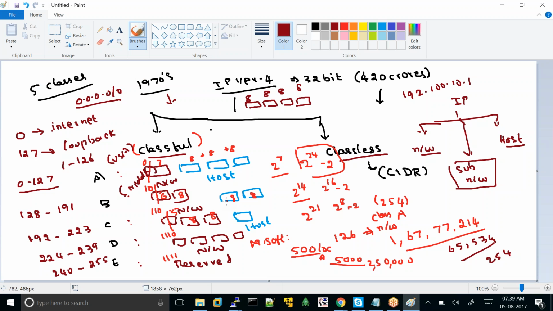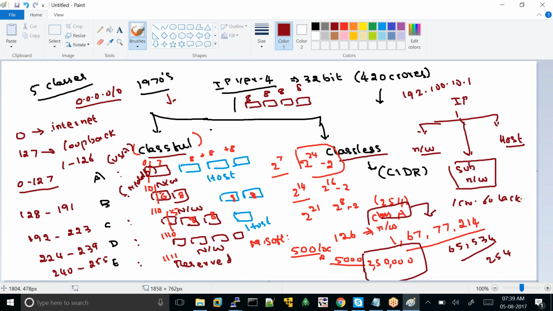Now we are in the discussion of the example with Microsoft. Imagine Microsoft itself will be having only 250,000 computers. But if Microsoft is assigned a class A, how many computers can it accommodate? The class A address can accommodate up to 1,67,000. Imagine Microsoft is assigned a class A address. After assigning addresses to 2.5 lakh, almost 1 crore and 60 lakh IP addresses are going to be lying vacant, unused.